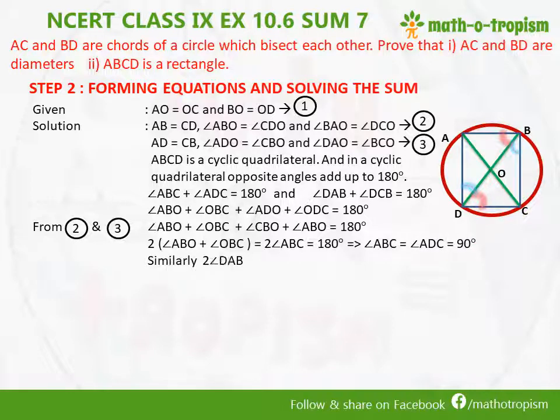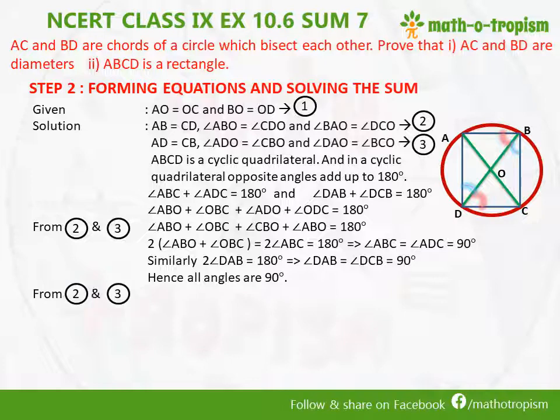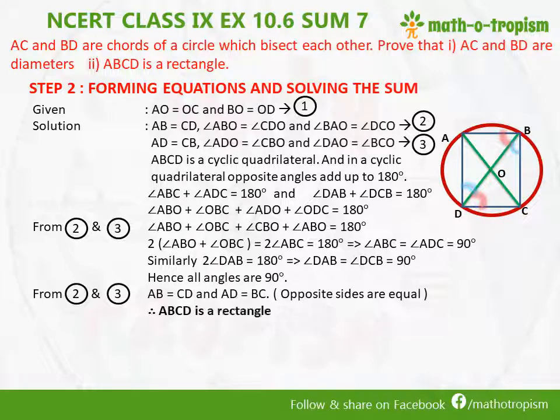Similarly, from the other equation, we can prove that twice of DAB is 180 degree, which implies angle DAB will be equal to angle DCB, which is equal to 90 degree. So hence all the angles in this ABCD cyclic quadrilateral are 90 degree. So from 2 and 3, we know that AB is equal to CD and AD is equal to BC. That means the opposite sides are equal. So as a result, considering these two, we know that ABCD is a rectangle.